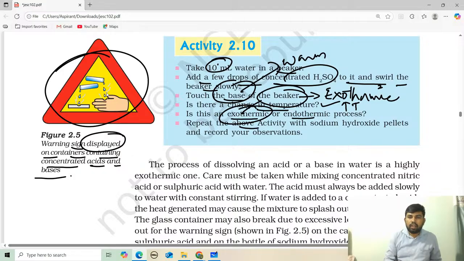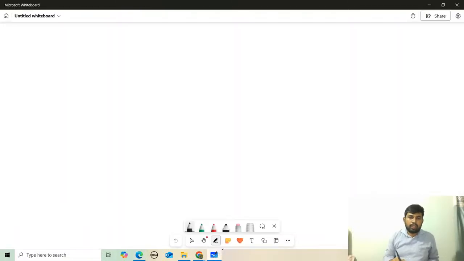Repeat the activity with sodium hydroxide, which is NaOH, a base also. Let me discuss what happens in the case of dilution. What does dilution mean? Dilution is when we take a concentrated acid and add it to water.